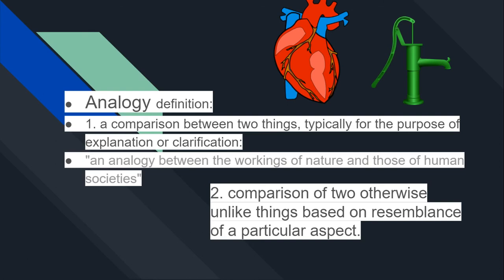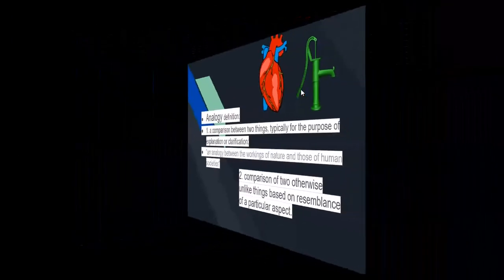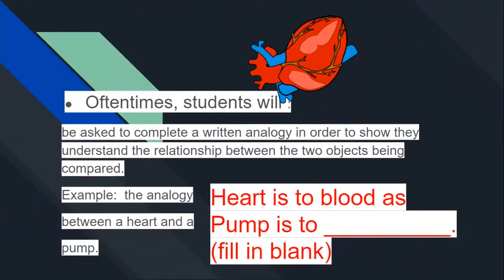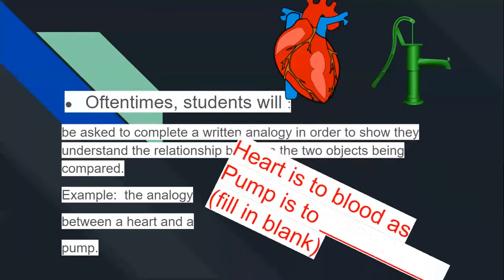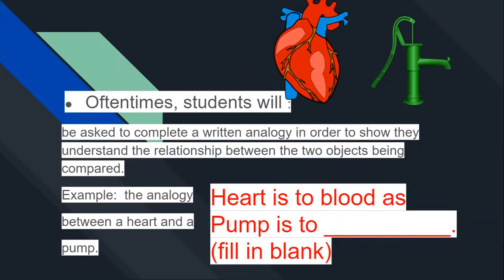So try to think for a minute, what do these two unlike items have in common? There they are again, the heart and the water pump. Oftentimes students will be asked to complete a written analogy in order to show they understand the relationship between the two objects being compared. For example, this analogy between this red beating heart and this green pump, they'll phrase the analogy like this. Heart is to blood as pump is to fill in the blank. See if you're right.